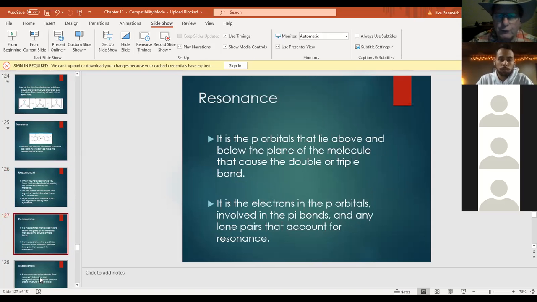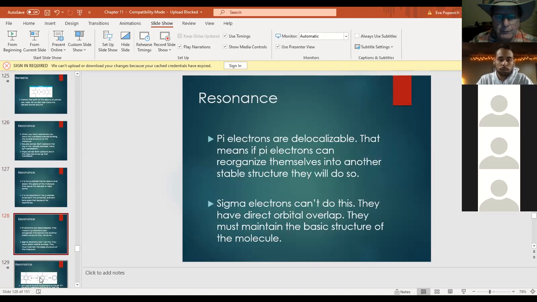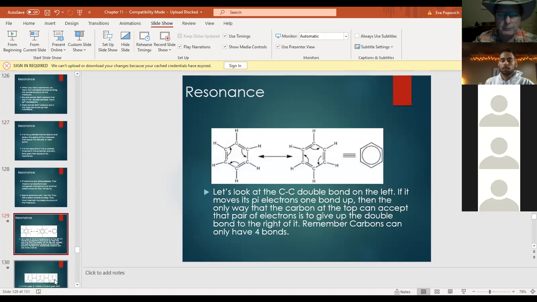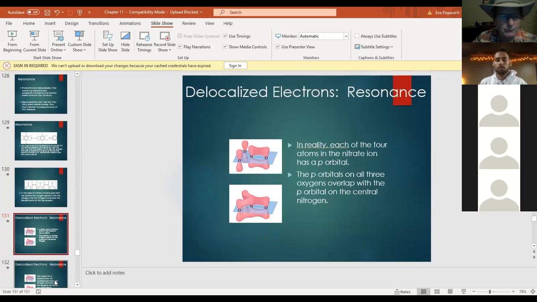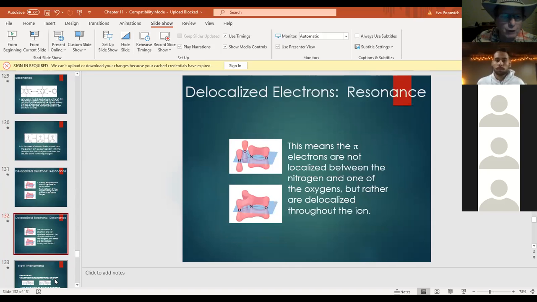Yeah, I've gone over these things. Pi electrons are the ones that are delocalized. Sigma electrons are already there. They are controlled and in place. Again, all this stuff I've gone over.